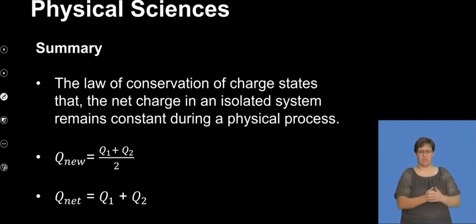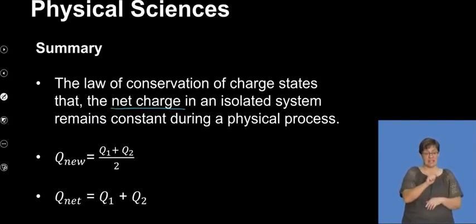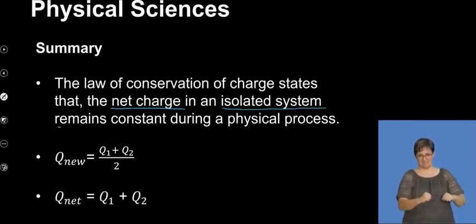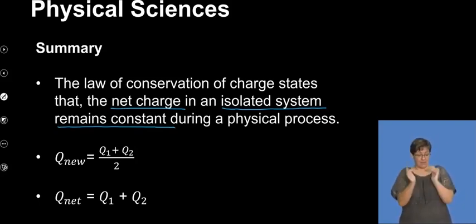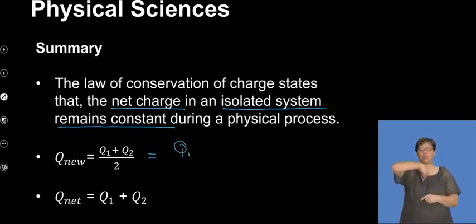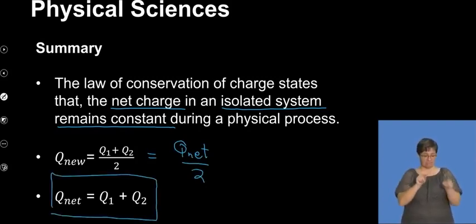Now, what are we saying in a nutshell? We're saying that the law of conservation of charge states that the net charge, which is one of the key terms, in an isolated system, remains constant during a physical process. Okay, and we know that to obtain the new charge on each sphere during a physical process, is the same as saying Q net divided by 2. Because Q net is the sum of the two charges that are interacting. So this is actually the main idea as far as conservation of charge. All right. Okay, we understand that.